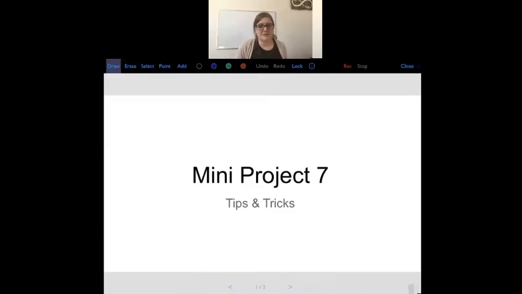Let's go over some tips and tricks for Mini Project 7. Mini Project 7 follows closely to the homework and some of the examples that were given during the lectures. So what I'm going to do is just combine and condense the information on the next slide, talk about some ways that you can approach the problems, and go over the types of probability and the corresponding formulas.